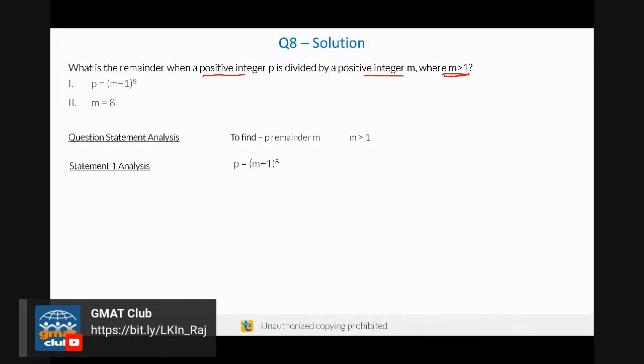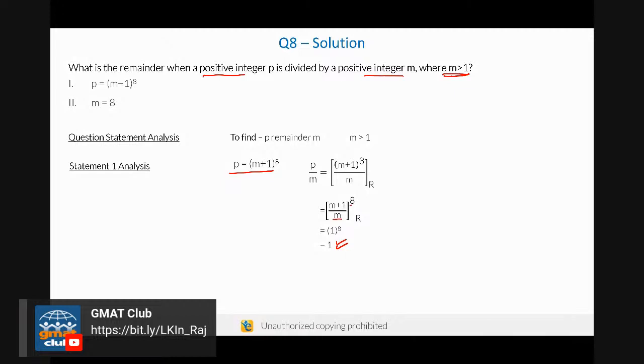Statement 1 says p is equal to m plus 1 to the power 8. So again, what we do is we say, if p is equal to m plus 1 to the power 8, we divide both sides by m, and p by m is equal to m plus 1 to the power 8 divided by m, and we have to find the remainder of this. Looking at the multiplicative property, the remainder is that of m plus 1 to the power 8 divided by m. We know m by m doesn't leave a remainder. 1 by m, given that m is greater than 1, will leave a remainder of 1, which means the remainder of the expression will be 1 to the power 8, which is a definitive answer.